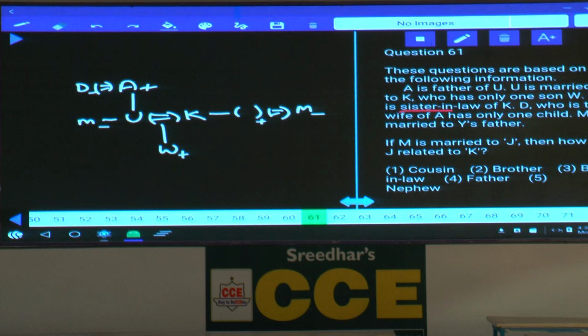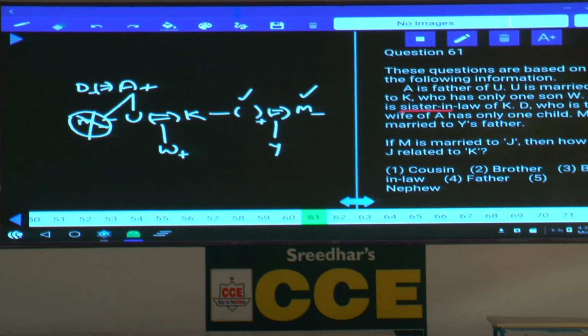Now M can be U's sister or K's brother's wife. Isn't it? There are 2 possibilities. Out of which, can we have M at this place? No. Why? Because if M is here, then D will have 2 children U and M, which is not possible. Hence, this case is ruled out. Hence, this person M will be here. D is the wife of A, A has only one child, that is U. M is married to Y's father. Now, this M is married to whom? Y's father. Now, Y is here, Y's father will be at this place.